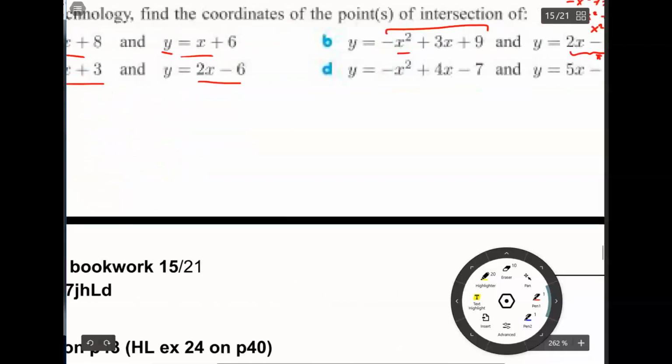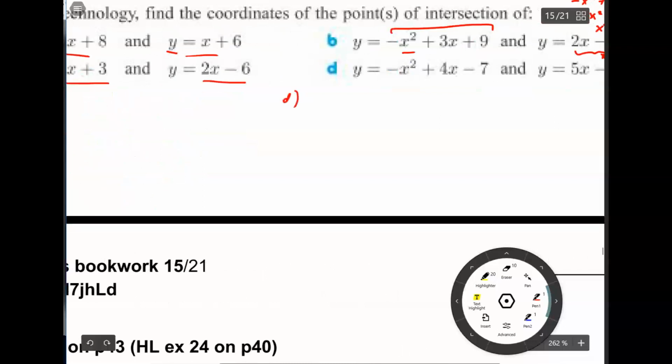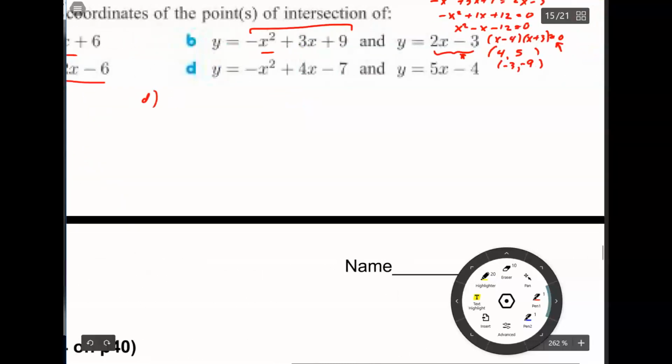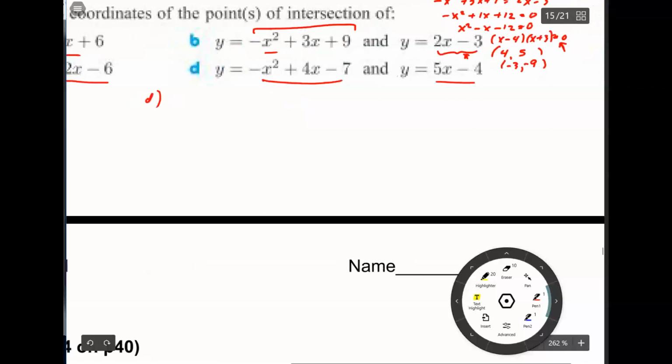Let's go to D. So we're going to take the right side of both of these functions again, and we're going to set them equal to each other. So negative x squared plus 4x minus 7 equals 5x minus 4. Negative x squared, we're going to subtract 5x from both sides, so we end up with 4x minus 5x is negative 1x. We add 4 to both sides. Negative 7 plus 4 is negative 3. And so the right side is 0.